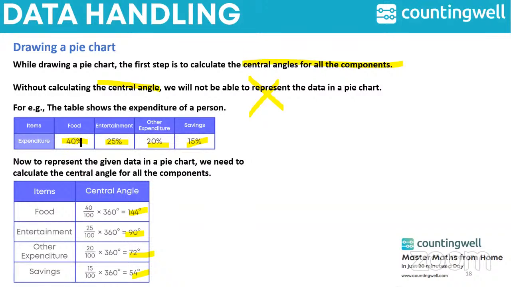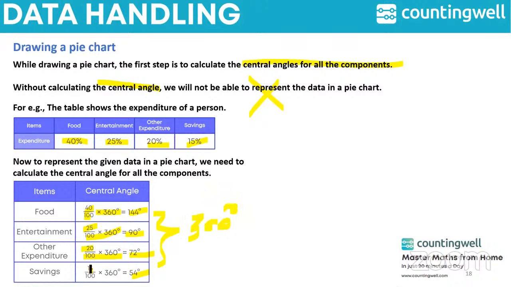So 40% means 40 per 100 multiplied by 360. So we are taking 40% of 360, then 25% of 360, then 20% of 360 and 15% of 360. So we have the central angles for food, entertainment, other expenditure and savings as 144 degrees, 90 degrees, 72 degrees and 54 degrees respectively. You can check by adding these angles, you will get the sum as 360 degrees.